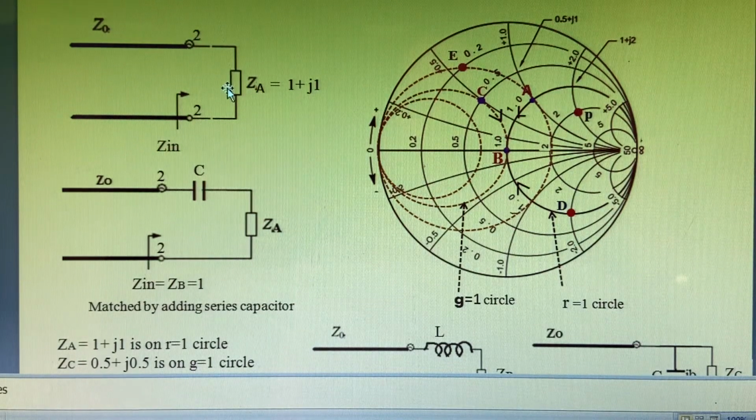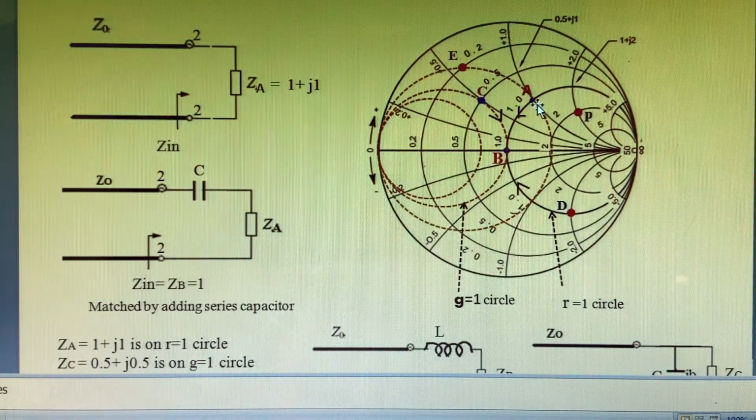Here we have to add it, thereby we can bring this input impedance equal to Z0. So how to get that component from the Smith chart, we will see now. We mark the impedance ZA on the Smith chart here. This is ZA, and it is not coinciding with the center.